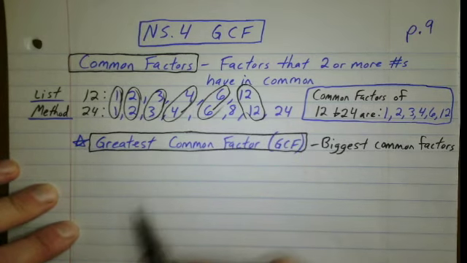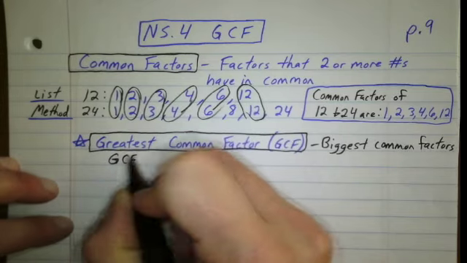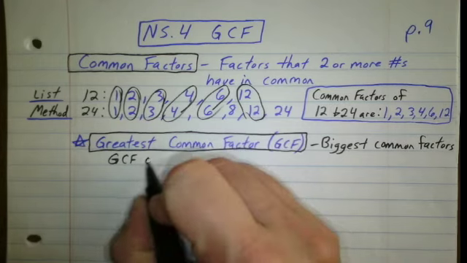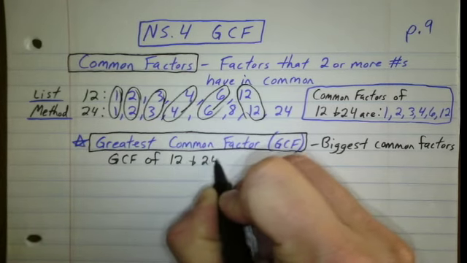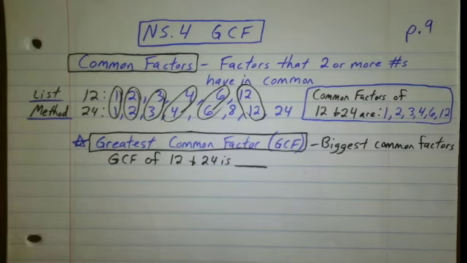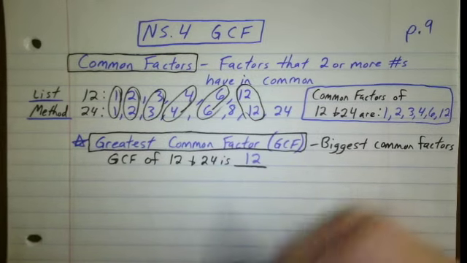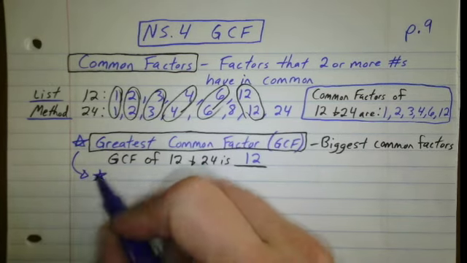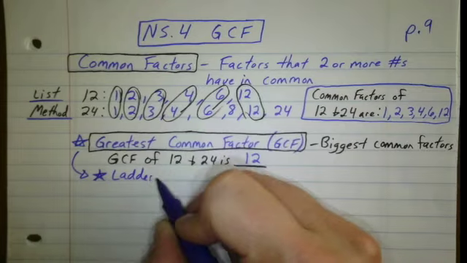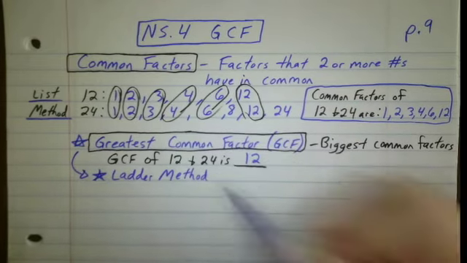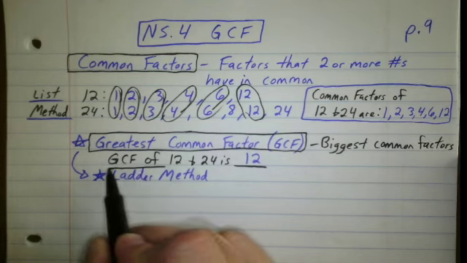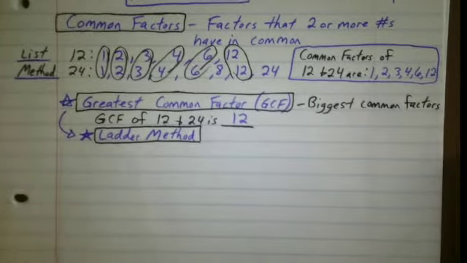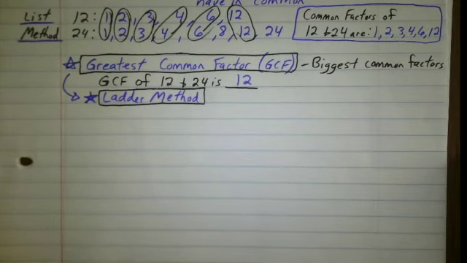What's cool about the greatest common factor is there's a neat method we could use without having to list. GCF of 12 and 24 is blank. What did we say the greatest one was between them? It was 12. And what's cool about GCF, since that's our standard, we have something really cool to show you. I'm going to put a star here. We're going to use the ladder method whenever we're talking about GCF, greatest common factor. I actually showed you the ladder method before. We had done that with prime factoring.